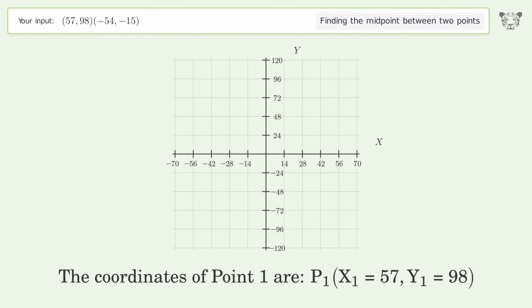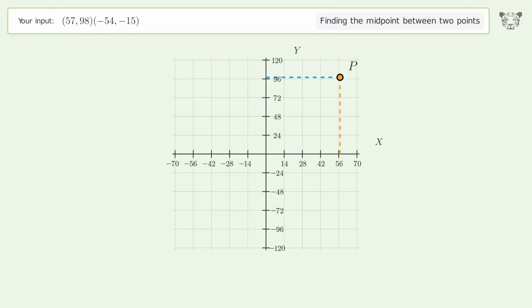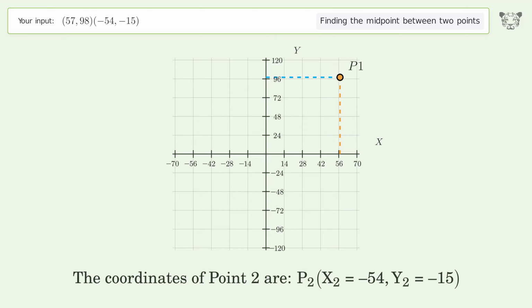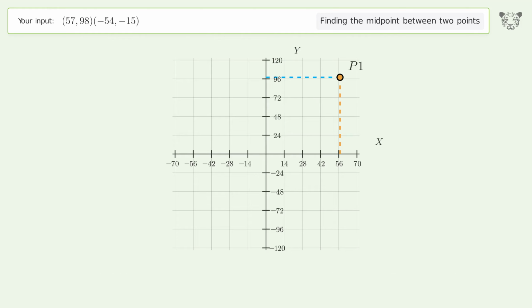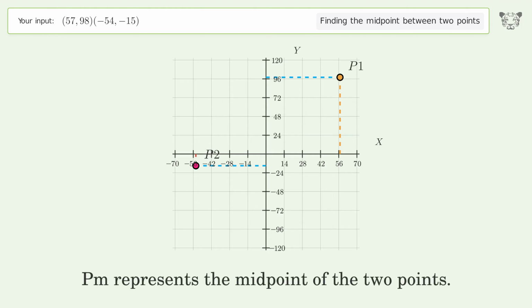The coordinates of point 1 are, x1 equals 57, y1 equals 98. The coordinates of point 2 are, x2 equals negative 54, y2 equals negative 15. PM represents the midpoint of the 2 points.